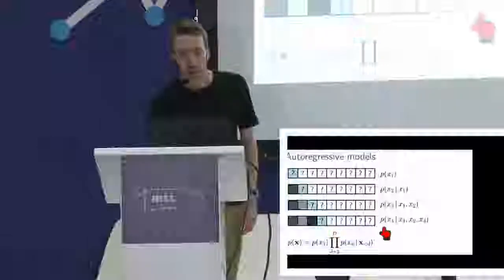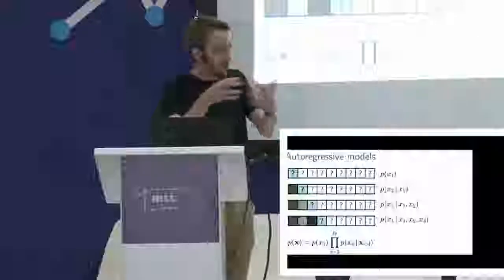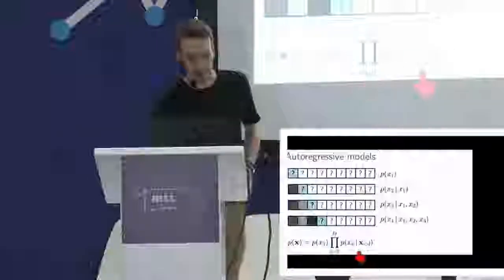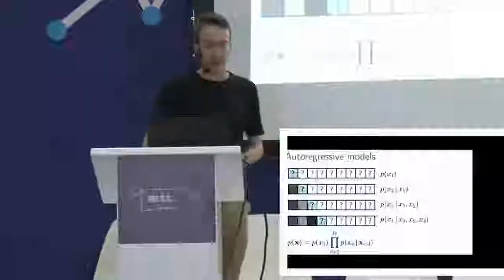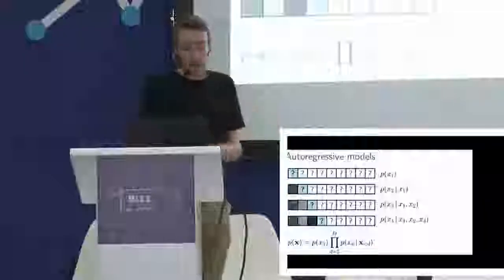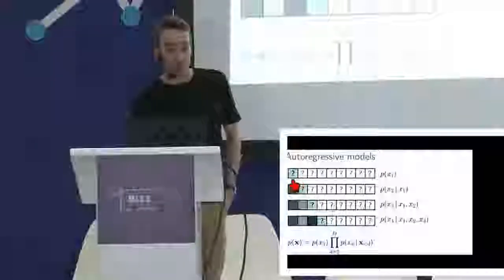But if you know how to make a probabilistic guess of an individual outcome, you can then just chain together those guesses and get the probability. And this product rule here is sometimes called the chain rule because it's chaining together these guesses. And once you've got that, you can also sample using the same method.